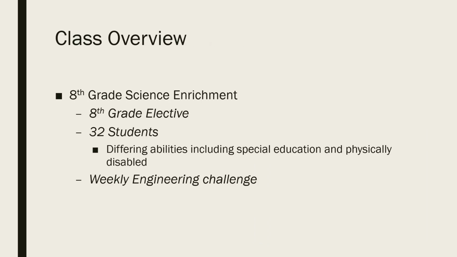With that being said, I did select my 8th grade science enrichment class for this lesson. We are an 8-12 high school in rural Michigan. We're in a very high poverty area. Most of our students live below the poverty line. This is an 8th grade elective, meaning I see these kids for 9 weeks at a time, and they rotate through, and at some point throughout the year, I will see all 8th graders.